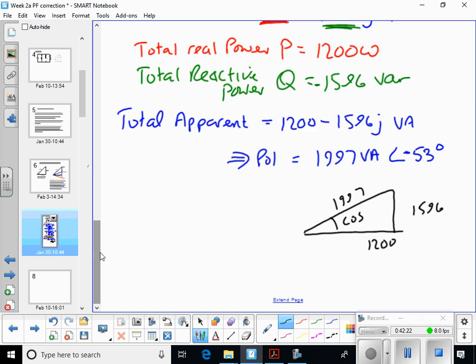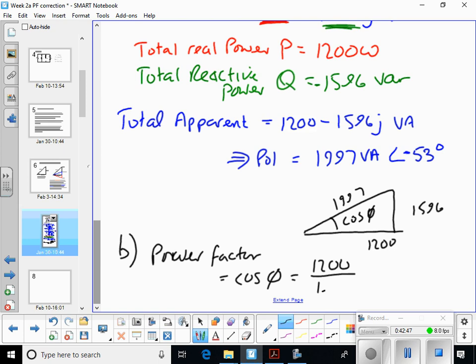And we want power factor, cosine of that angle. Yeah. So cosine is 1200 over 1997, 0.6 there or thereabouts. Yep.